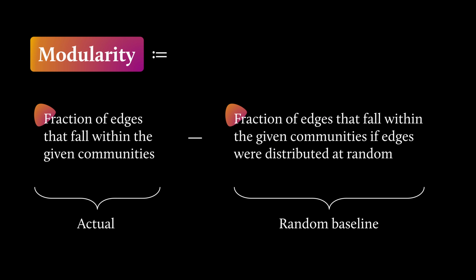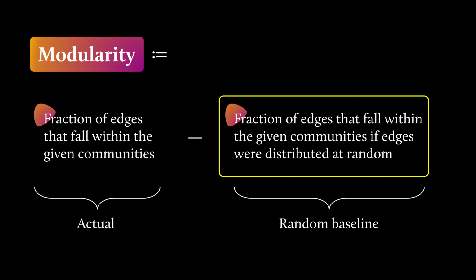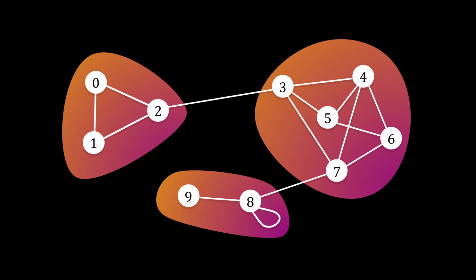Okay, so we have specified what randomness means in this term on the right. But what about its calculation? How do we get the fraction of edges that fall within the given communities if edges were distributed at random? Well, here's the fascinating idea behind it, making use of the so-called configuration model. It allows us to build up a network with a predefined degree sequence. That is to say, all nodes should have the same degree in the random network as in our original one, which is exactly what we want.